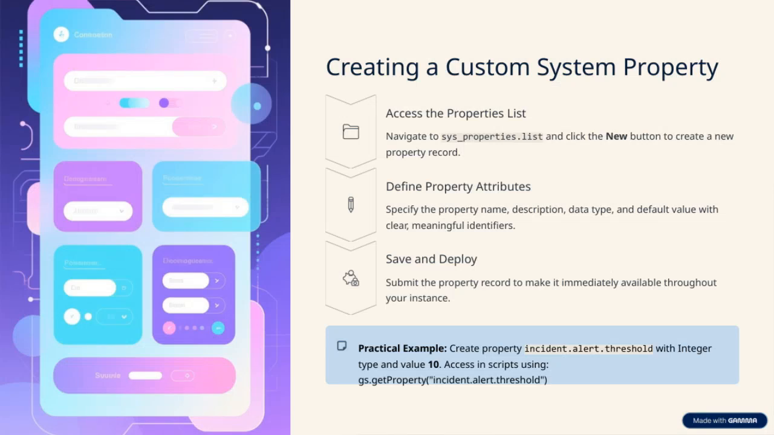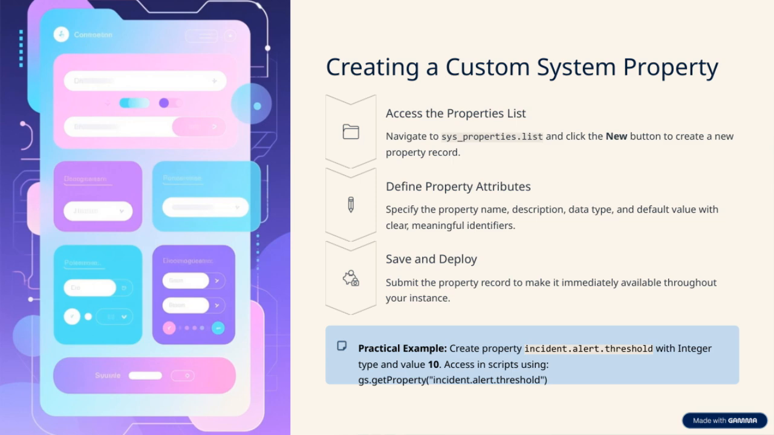Let's walk through a practical example. Suppose you want to create a property called Incident Alert Threshold, and you want it to be of the integer type with a default value of 10. Once you've created this property, you can access it in your scripts using the command gs.getProperty('incident.alert.threshold'). This makes it easy to refer to threshold values dynamically across your instance.